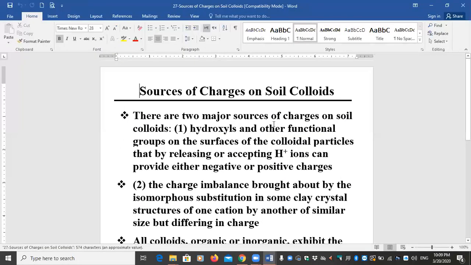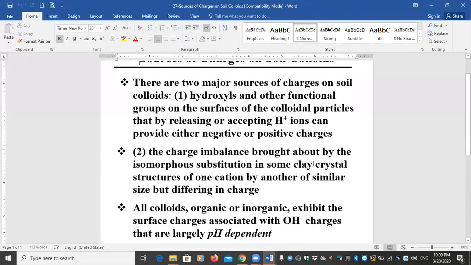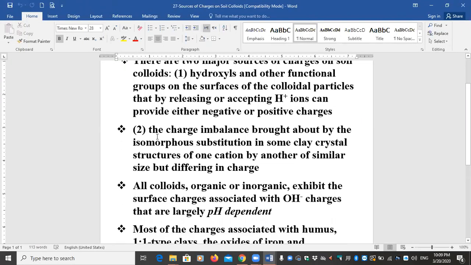Now we will talk about another characteristic of the colloids in the soil, which is the charges. Where do these charges come from? The sources of charges on soil colloids. There are two major sources of charges on soil colloids. One, the hydroxyls and other functional groups on the surfaces of the colloidal particles that, by releasing or accepting hydrogen ions, can provide either negative or positive charges. We'll see how both cases take place.